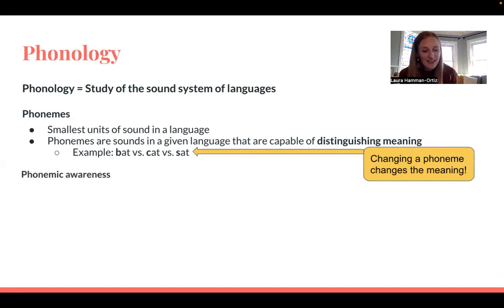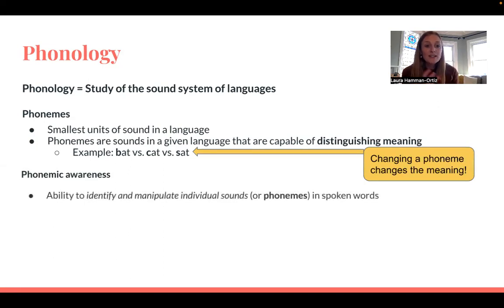Phonemic awareness, then, is the ability to identify and manipulate individual sounds, or phonemes, in spoken words. And if you are studying early childhood or elementary education, I imagine that you've been learning about this when you think about literacy, because we know how important phonemic awareness is for early literacy development.